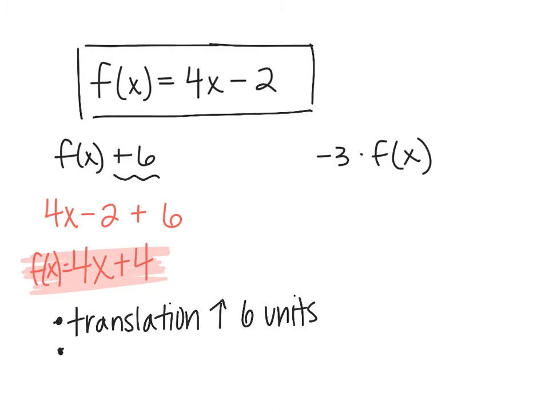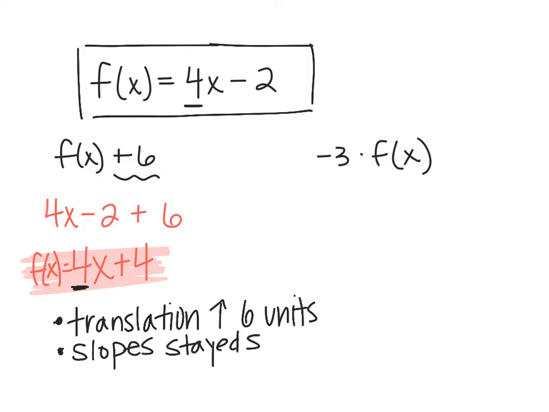Now, another thing I would want you to describe is how does the slope change? If you look at the slope in the original one, it's 4. And if you look at your slope in your new one, it's also 4. So the steepness of the line stayed the same. And that would make sense. If you're just sliding a line up, the steepness would stay the same. So I'm going to write that the slopes stayed the same.